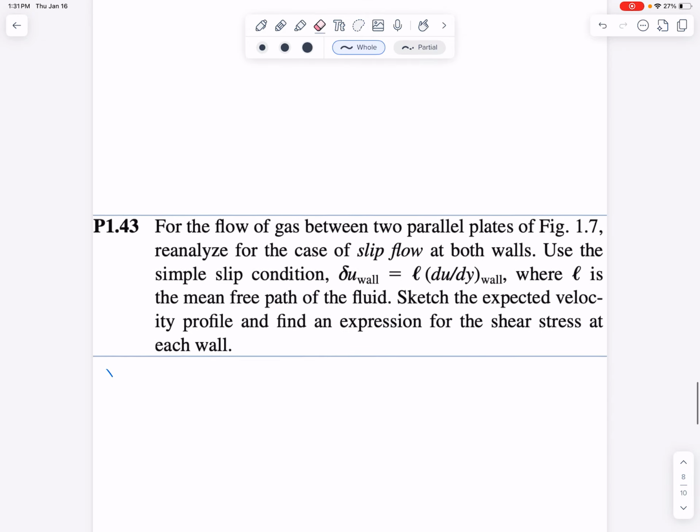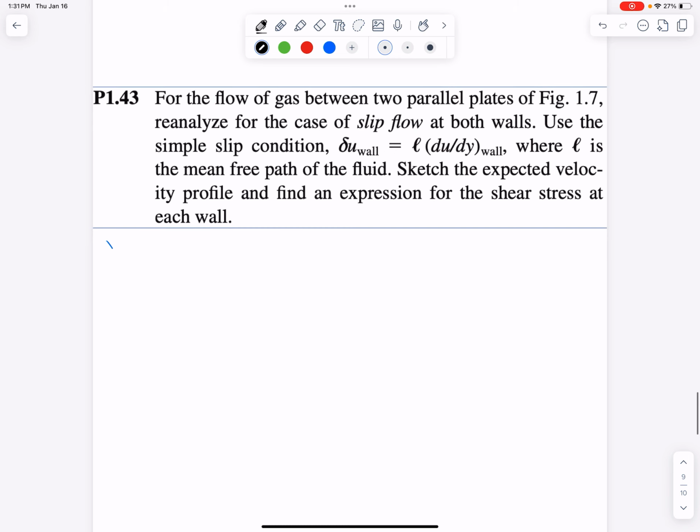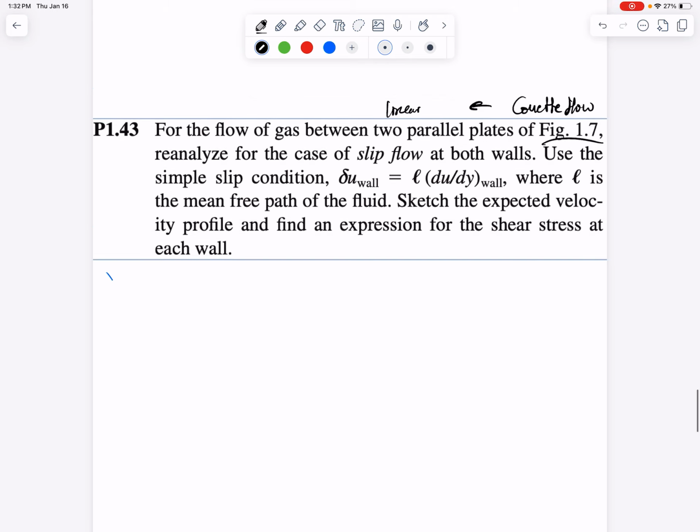Okay, so this next problem is about gas dynamics. The problem statement: for a flow of gas between two parallel plates, this figure refers to Couette flow, which all it means is a linear velocity profile. But they want to reanalyze that case and consider the fact that there's slip flow occurring at both walls. Slip flow, I'll talk about that in a bit. And we're going to apply the slip condition here.